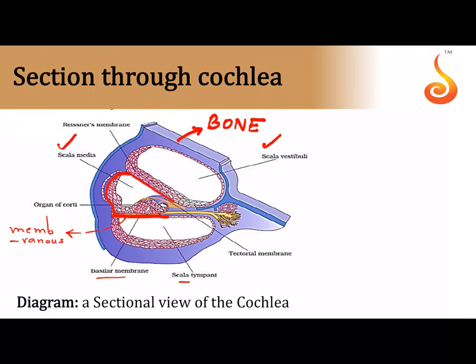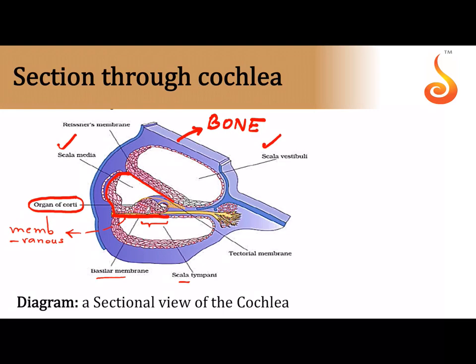This membranous canal is referred to as the scala media. It is also called the cochlear duct. And above and below there are chambers, the scala vestibuli and scala tympani. In the lower angle of the scala media, you can find the structure which is referred to as the organ of Corti, and this organ of Corti is what is involved in picking up the sound signals.